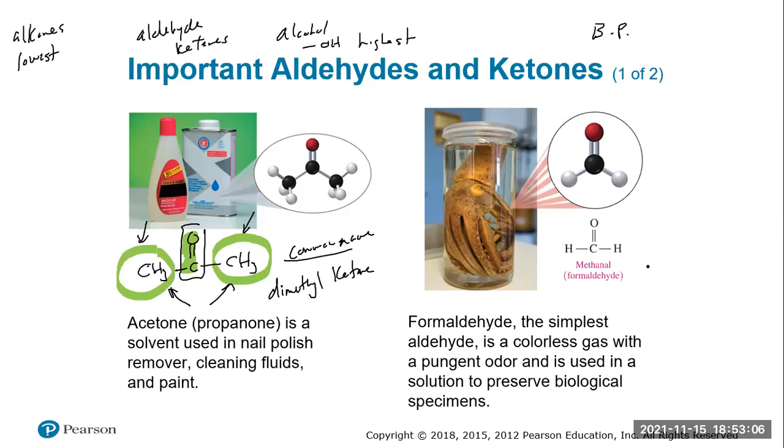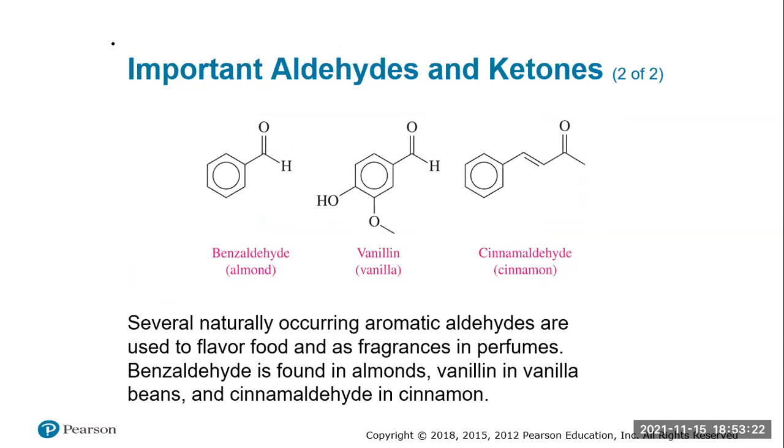This is methanal, which is also known as formaldehyde. So you should know both of these names are the same thing. And obviously it's used to preserve biological specimens. So if you've ever taken biology, you probably have seen it. Some other important aldehydes and ketones: benzaldehyde, kind of what we see in almonds. Vanilla here is our aldehyde. There's the aldehyde group. And over here, this is basically cinnamon, and that is our ketone group right about there.